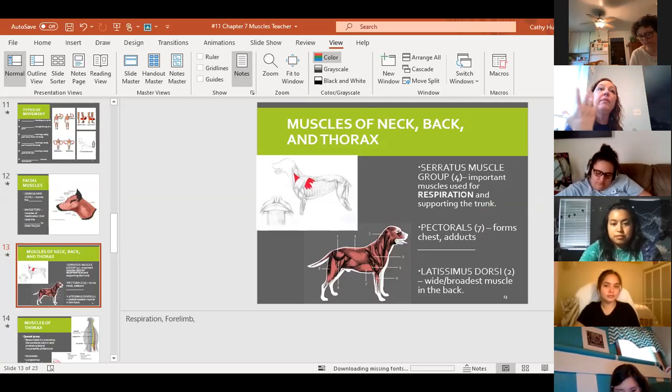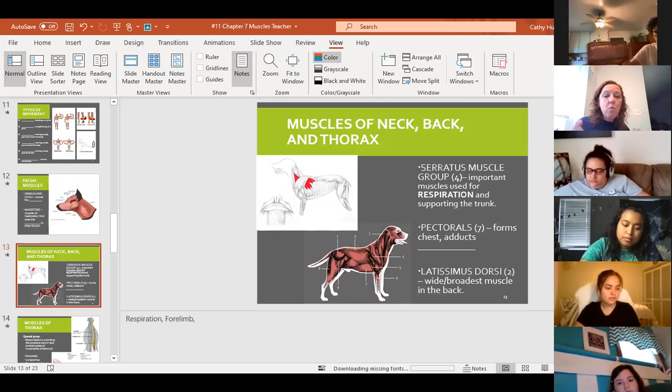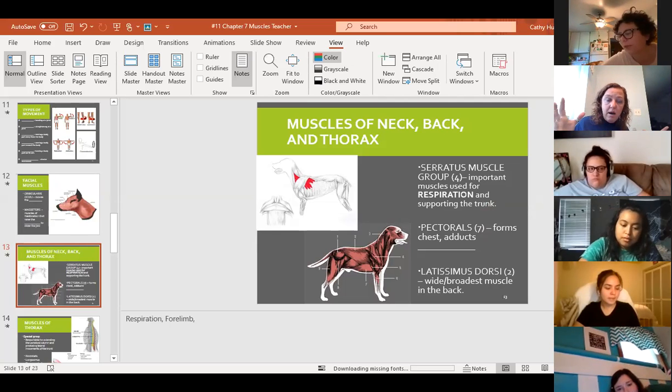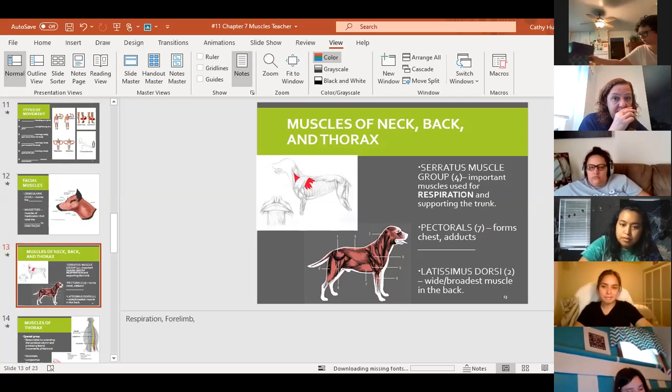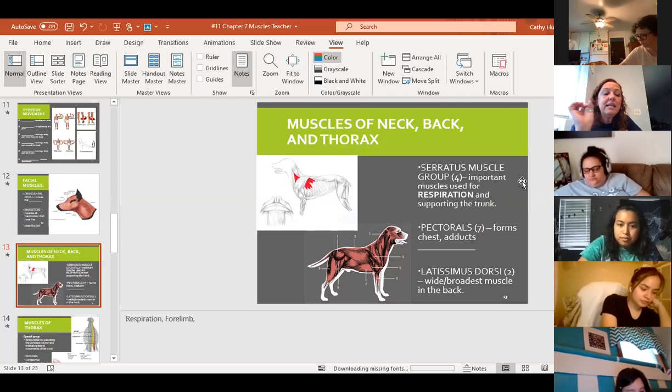All right, so moving from our face down to our back, we have groups of muscles, as we just talked about, that work together. Each of these groups is in their own little connective tissue, their own little fascia that separates them from each other. And so one of the groups are called the serratus. Now, serratus is a term for sawtooth.